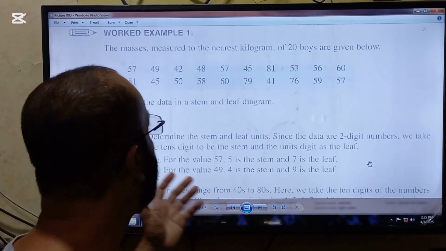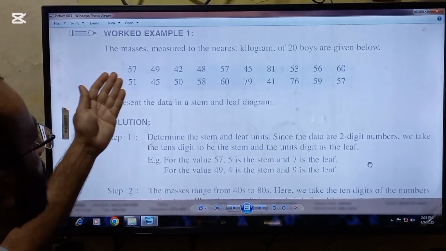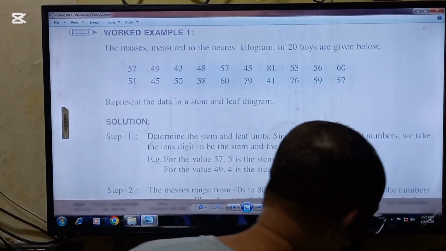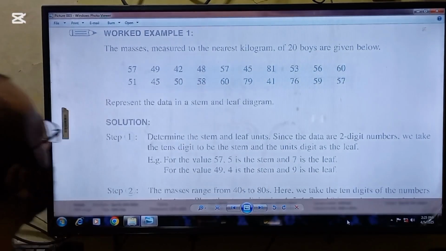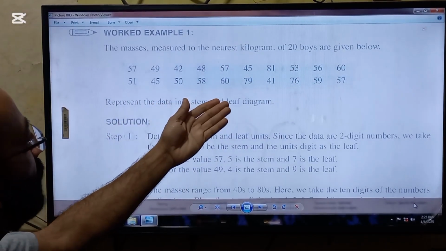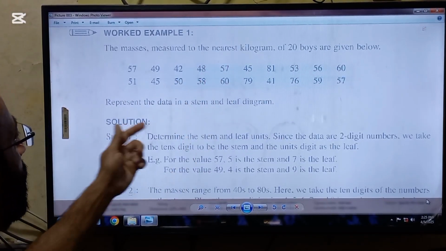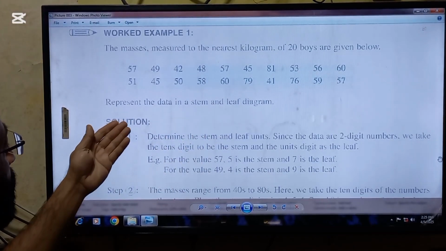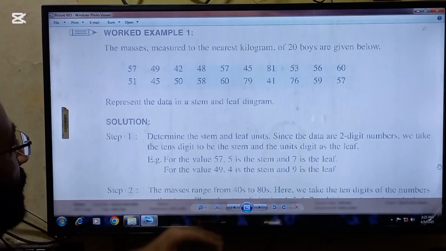Here is another question to understand more. The masses, measured to the nearest kilogram, of 20 boys are given below. So the masses of 20 boys are given to the nearest kg. Represent the data in a stem and leaf diagram. So the requirement is to represent the data in a stem and leaf diagram.